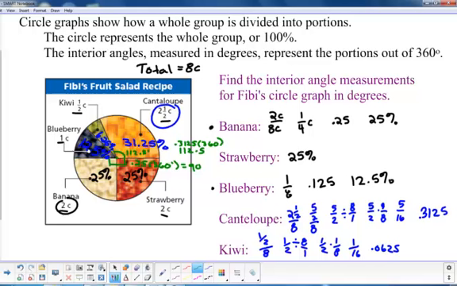360 times the 0.0625 is 22.5 degrees. So this angle right here is 22.5 degrees. And then last, 0.125 times 360 is 45. So this angle right here, which you really can't read that either, 45 degrees. So, a lot of data in a circle graph.